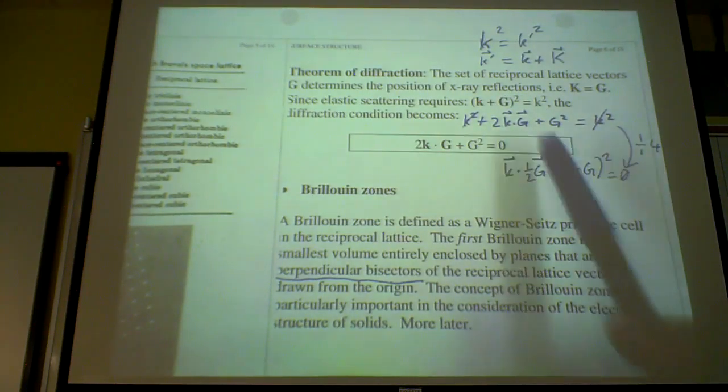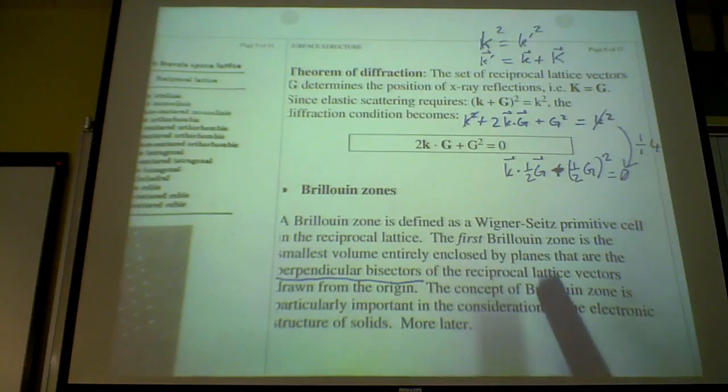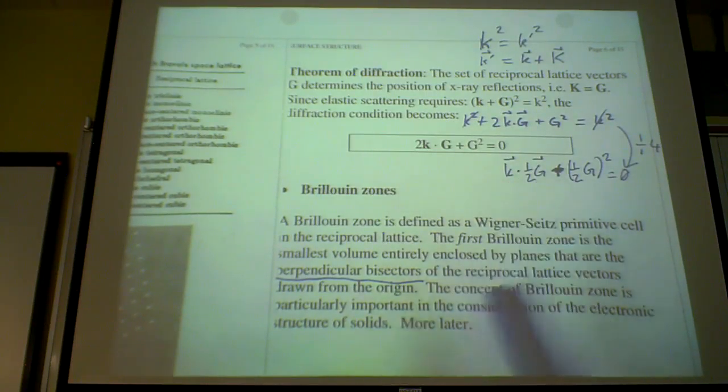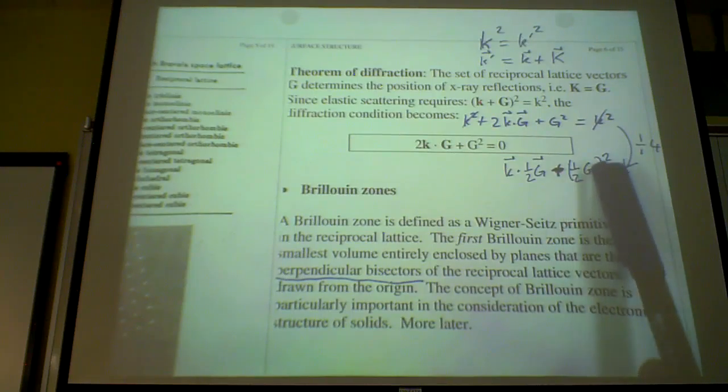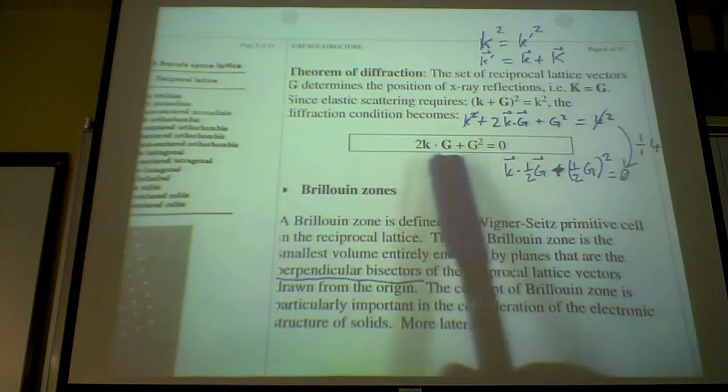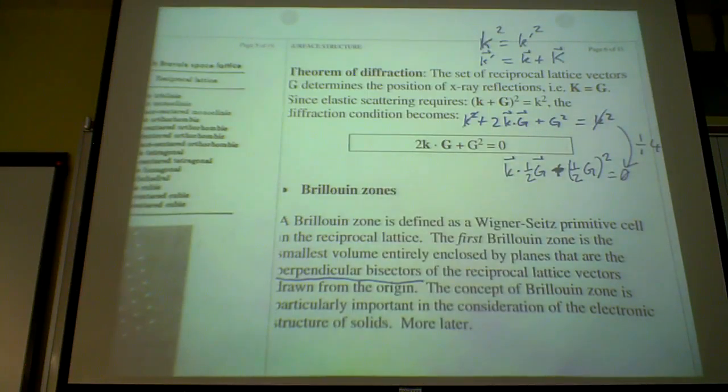And then you do a little bit of algebra, and you can show that K times 1/2 G plus 1/2 G squared must equal 0. And that is in fact my diffraction condition. If you don't like that, you can just cancel these two, and you get this one as my diffraction condition.